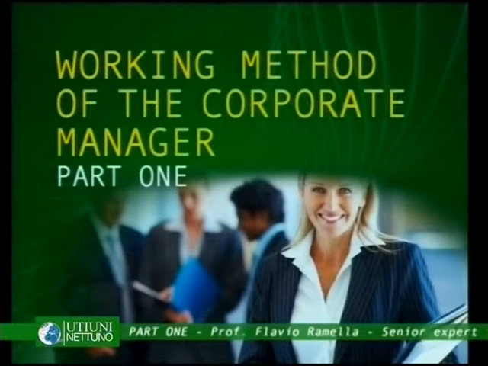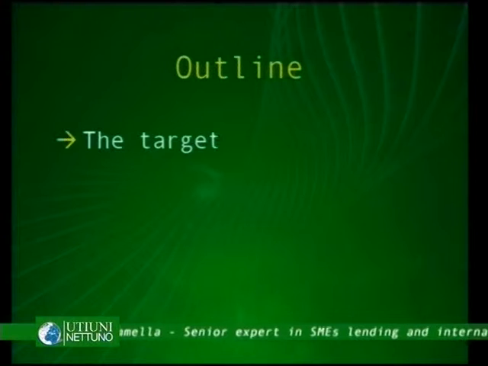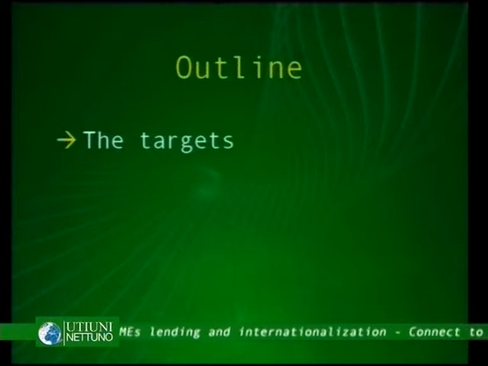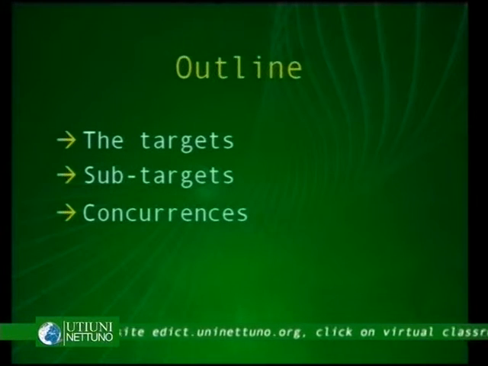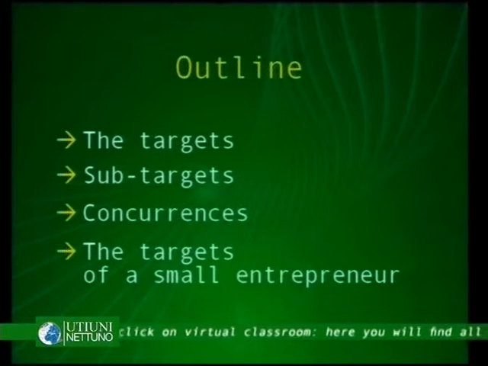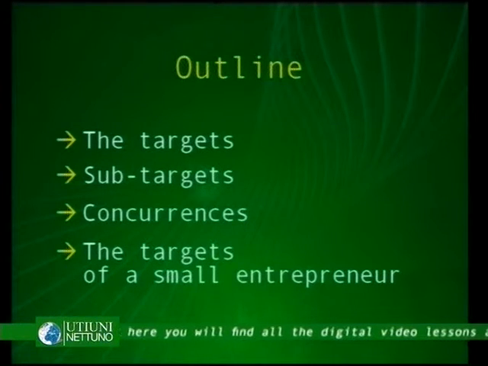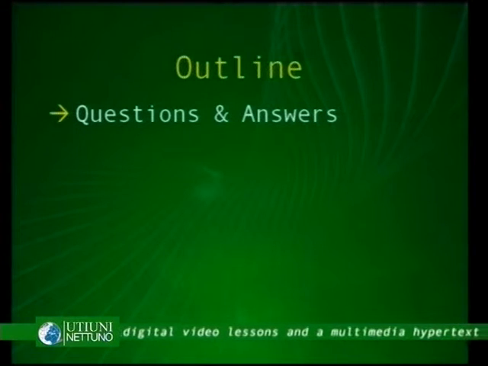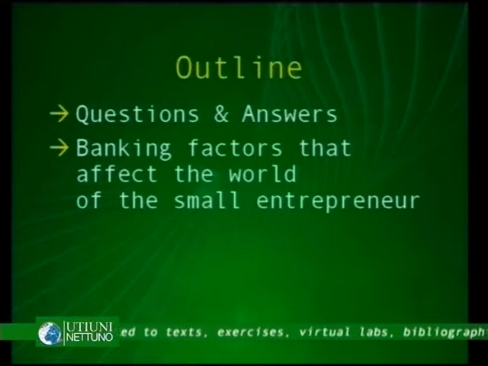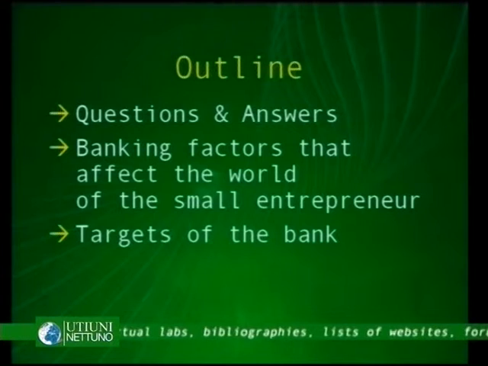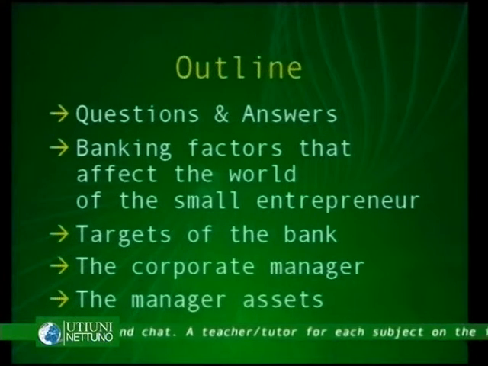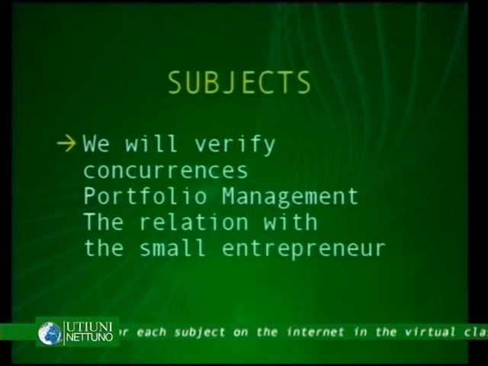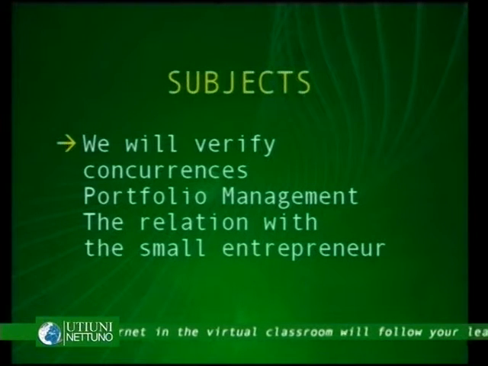Working methods of the corporate manager, part 1. We are going to see which are the targets of the corporate manager, which are the sub-targets, what is the concurrence the corporate manager has to face, the targets of a small entrepreneur, some questions and answers made to entrepreneurs, which are the banking factors that affect the world of the small entrepreneur, which are the targets of and for the bank, the corporate manager, the manager assets, and we will verify the concurrence portfolio manager relation with small entrepreneurs.